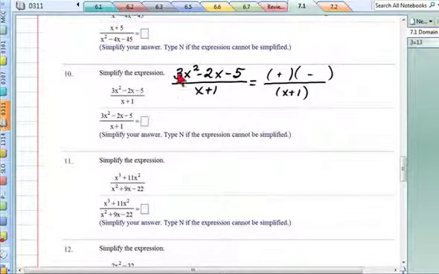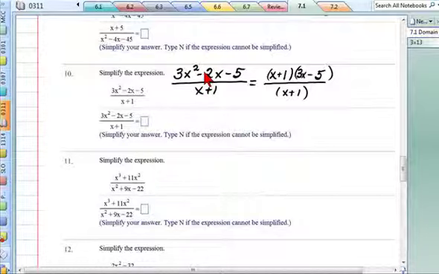So, to get a 3x squared, I need a 1x times a 3x. So I'm going to put the 1x here and the 3x here. Why did I put the 1x there? Because I think I'd like it to be with the plus sign. To get a 5, I've only got 1 times 5. I'm going to put the 1 there and the 5 there. I haven't checked it yet, but I bet that's right. The outer product is negative 5x. The inner product is 3x, which gives me negative 2x, which is right.